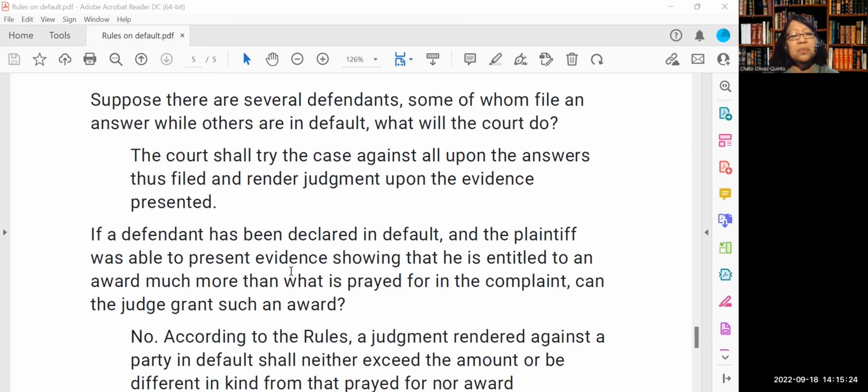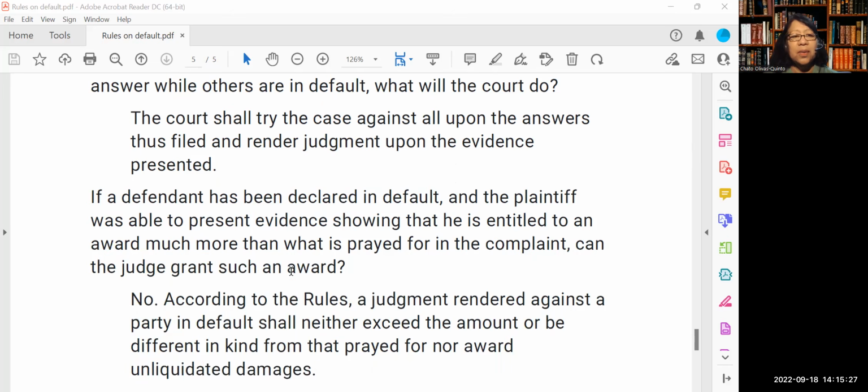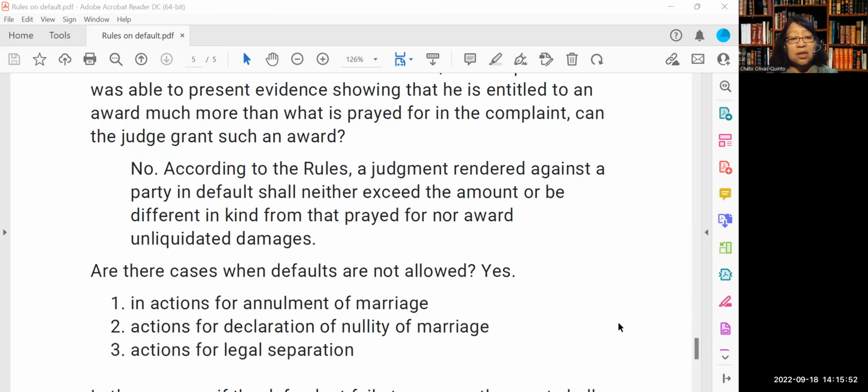If a defendant has been declared in default and the plaintiff was able to present evidence showing that he is entitled to an award much more than what is prayed for in the complaint, can the judge grant such an award? The answer is no, because under the rules, a judgment rendered against a party in default shall not exceed the amount or be different in kind from that prayed for, nor award unliquidated damages.